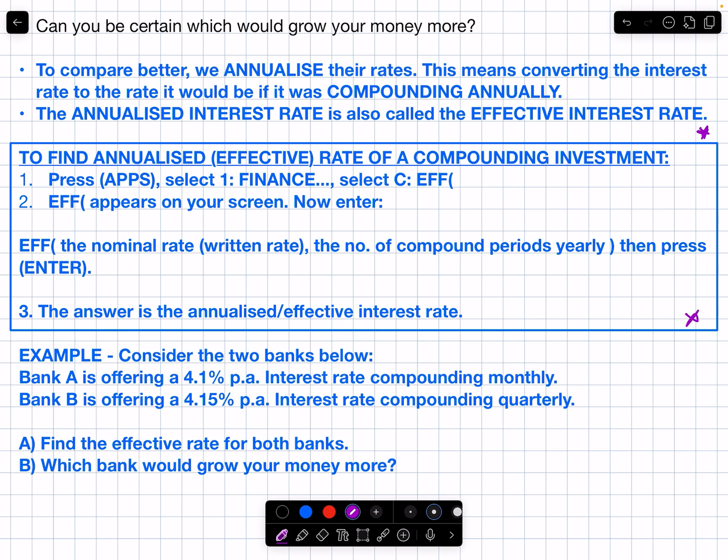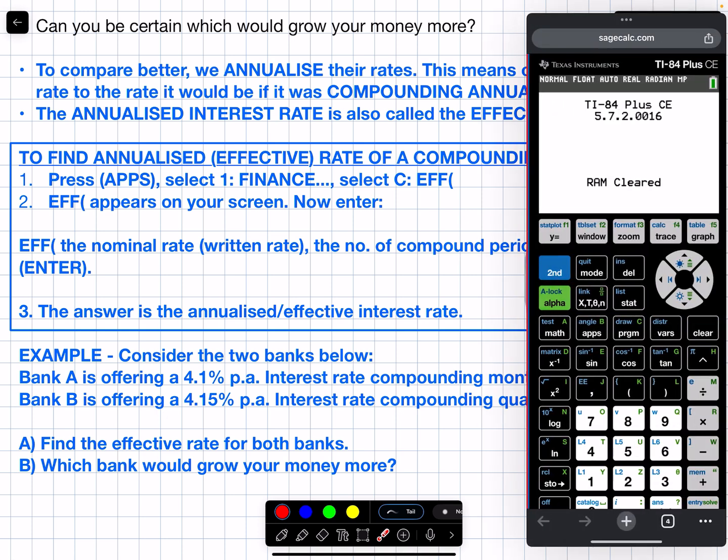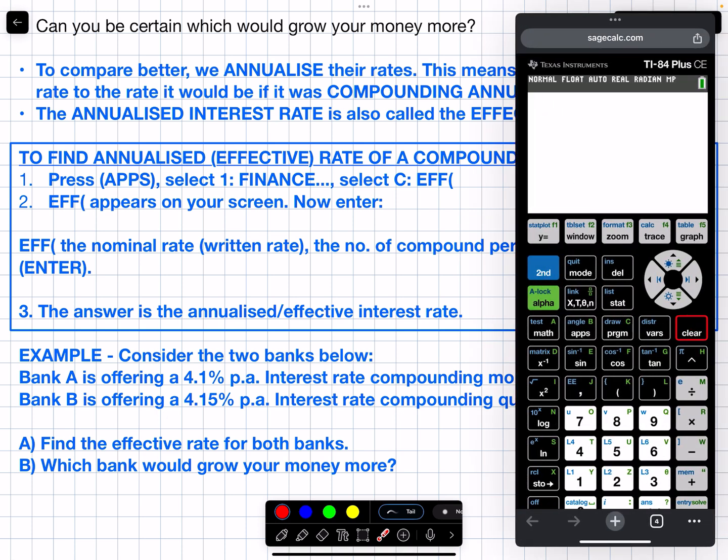So to find the annualized or effective rate of a compounding investment, you use the graphics calculator. So the steps are: 1, you press the apps button, select one finance, and then you scroll down to select C, EFF, which stands for effective or the annualized rate. Then EFF appears on your screen, so I'll show you that now. Graphics calculator, this is that Sage Calc linked to your day map.